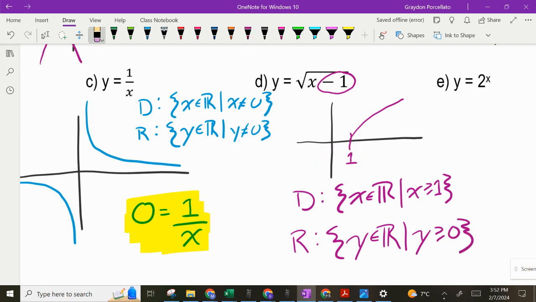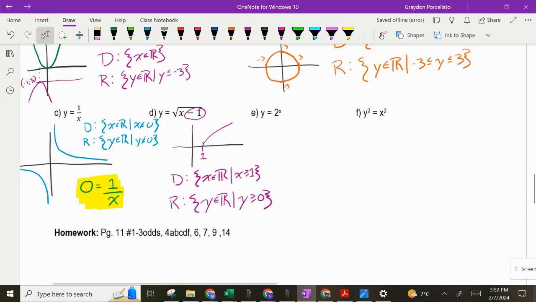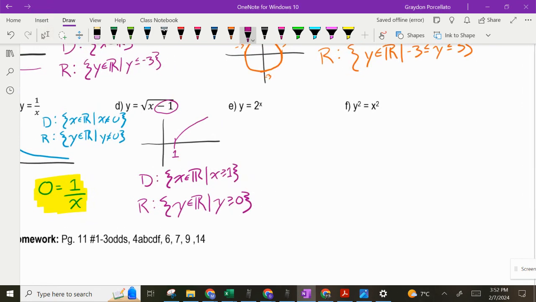Let me erase that scribble. Okay. Last one. Oh, no, 2 more. Ooh, interesting. 2 more. Y squared equals x squared. Okay. Let's finish this up here. So we're going to go this one here.